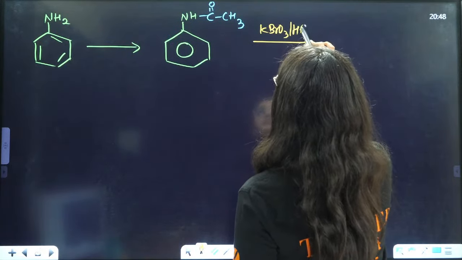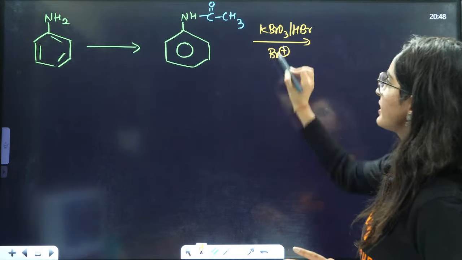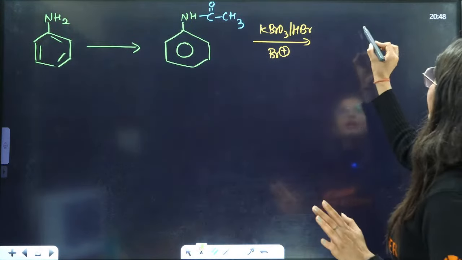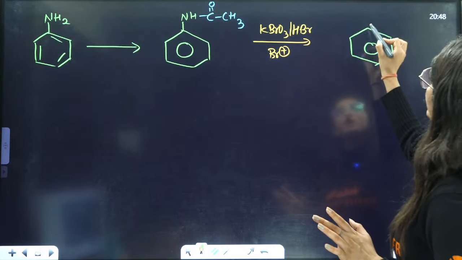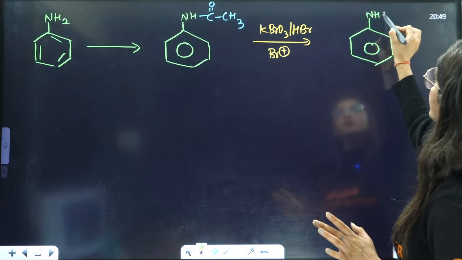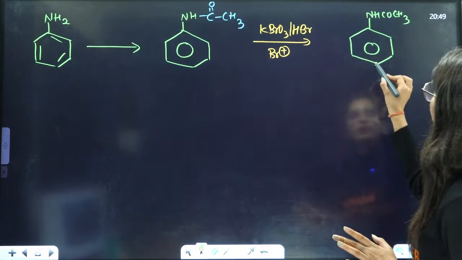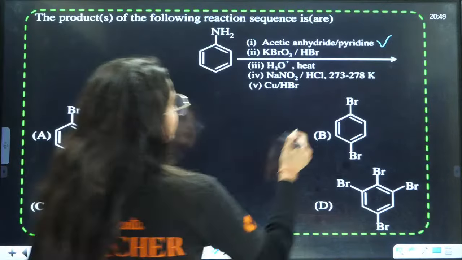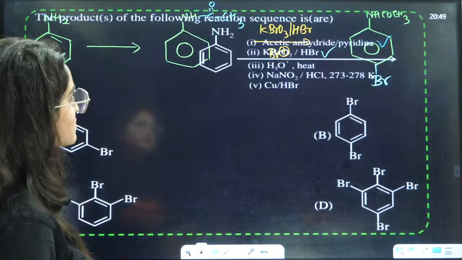KBrO3 and HBr. This produces Br positive as the electrophile, right? This is basically bromination only. So after the acetylation, when you do the bromination, you will have the para-substituted product, isn't it? So the para-substituted product is formed, that is, Br is attached here, right? After this, the next step is doing the hydrolysis, right?